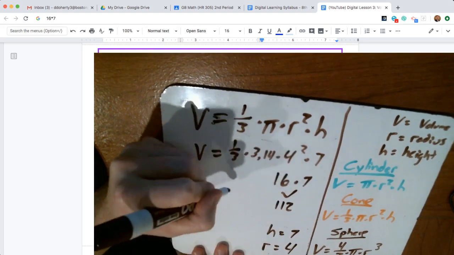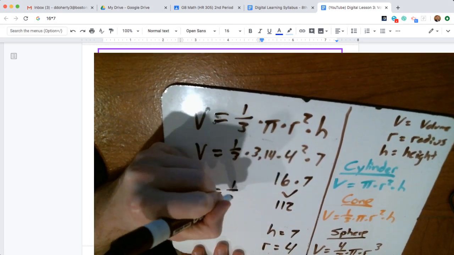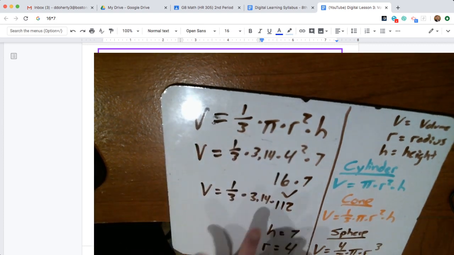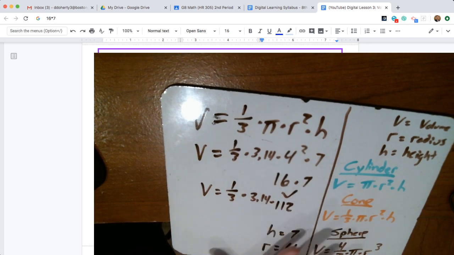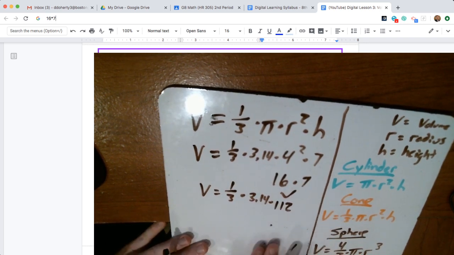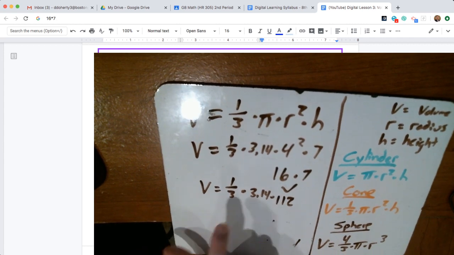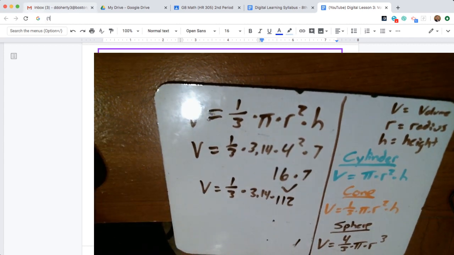The volume is going to be 1/3 times pi, which is 3.14, multiplied by 112, once we've done 4 squared times 7. So now when I do 112, it's going to get divided by 3. That's really all that happens when I multiply by 1/3. So I'm going to take 112 divided by 3, which gives me 37.3 repeating, and then that needs to be multiplied by 3.14.